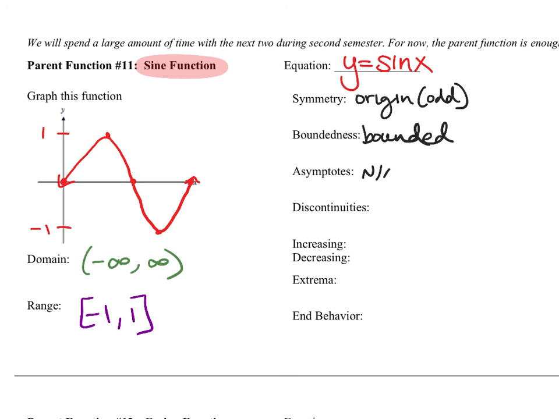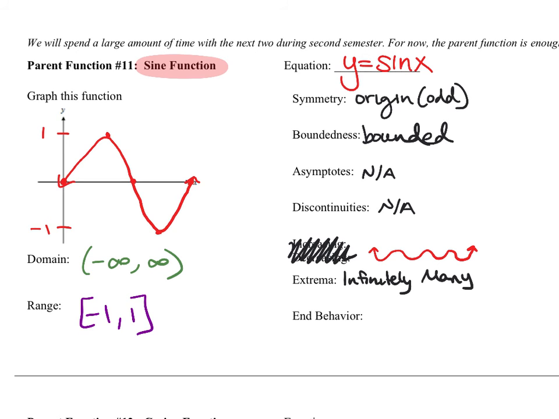It does not have any asymptotes or discontinuities, though. And since it's continually increasing and decreasing, no matter how you draw it, it will be changing. We actually don't really talk about increasing and decreasing for this one either. And since it's going to continue to go up and down like this, it's going to have infinitely many extrema.